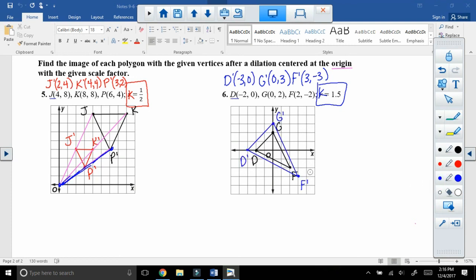So to wrap this up, here's how this last one would look. It is 1.5 times the distance from the origin to that point. And here you can see that the origin is in the middle, so that dilation is expanding from that point, versus when the center is not inside of that. So I hope this helps. We'll practice this in class and take the test soon.